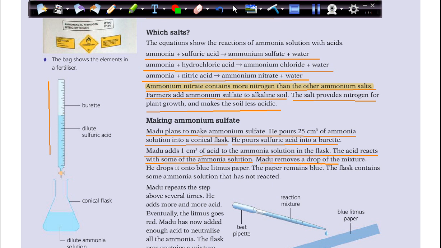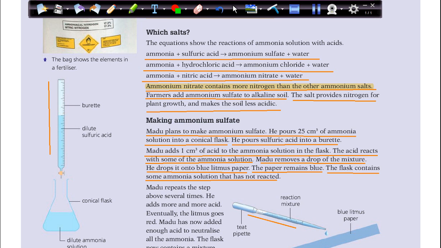Madhu removes a drop of the mixture by using this pipette. He drops it onto blue litmus paper. The paper remains blue. The flask contains some ammonia solution that has not reacted. So what does it mean for the paper to remain blue? That means the solution is still alkaline, because we said that the indicator color of litmus paper is blue if it's alkaline, and red if it's acid.